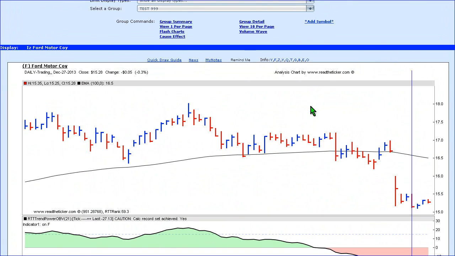That's an advanced look at RTT Trend Power OBV. Take more time to study it on more charts. I believe it's a valuable Wyckoff indicator.